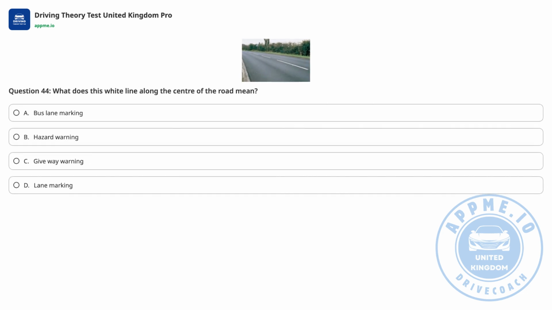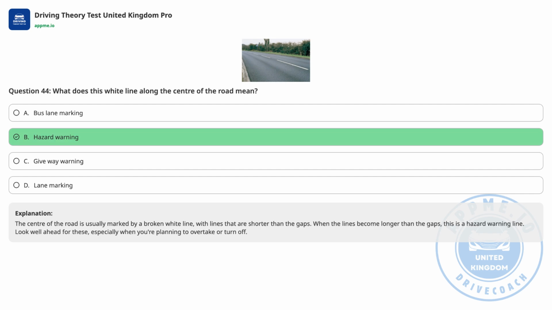Question 44. What does this white line along the center of the road mean? A. Bus lane marking. B. Hazard warning. C. Give way warning. D. Lane marking. The correct answer is B.